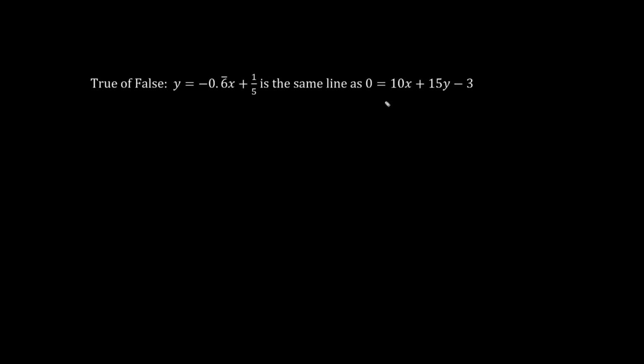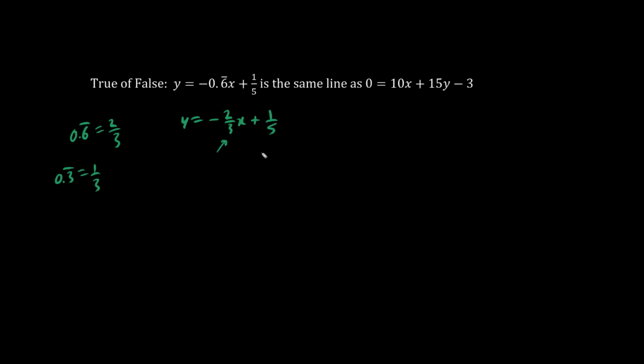Is this line the same as this line here? Let's begin by looking at 0.6 repeating. 0.6 repeating is the same thing as 2/3. Recall that 0.3 repeating is 1/3, which is 33.3 repeating percent. So here we rewrite this as y equals negative 2/3 x plus 1/5.